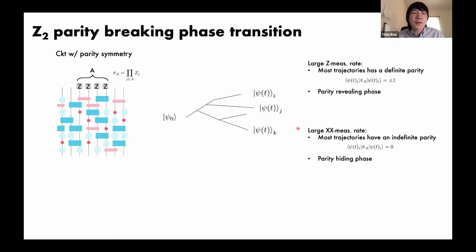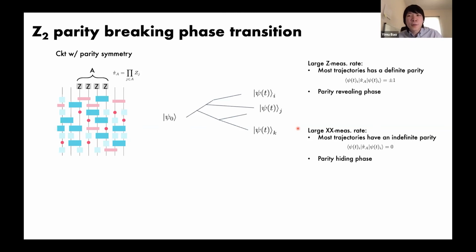Actually, if the Z measurement is large, it's easy to understand that the final state is projected to an eigenstate of Z, and most trajectories will have a definite parity, which is going to be ±1. We call it the parity revealing phase. There's another situation when the XX measurement is large. In this case, most trajectories will have an indefinite parity, which means the expectation value of the parity in the final state will be 0. And this is going to be the parity hiding phase.